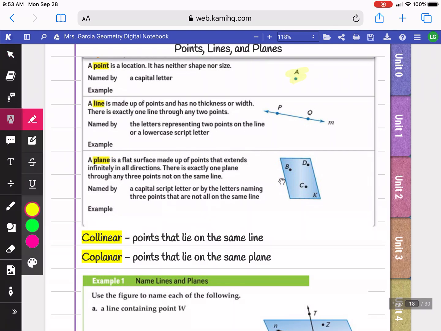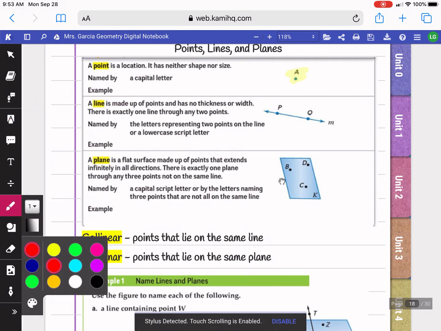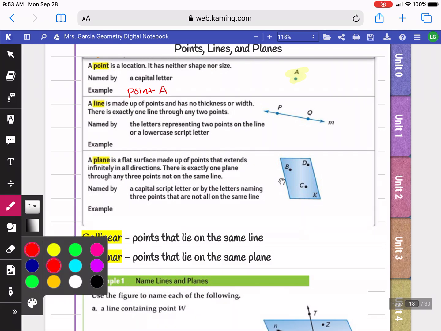When you're naming your point, you use a capital letter. So when you would name this point, you would call it point and then a capital A. A line is made up of points with no thickness or width. Anytime you have 2 points, there's a line that can go through those 2 points. So here, line M goes through points P and Q.